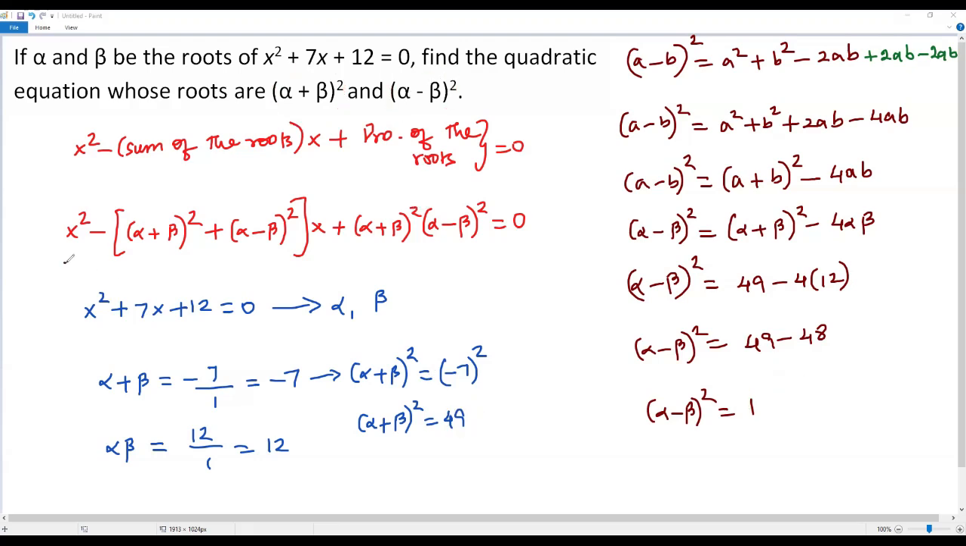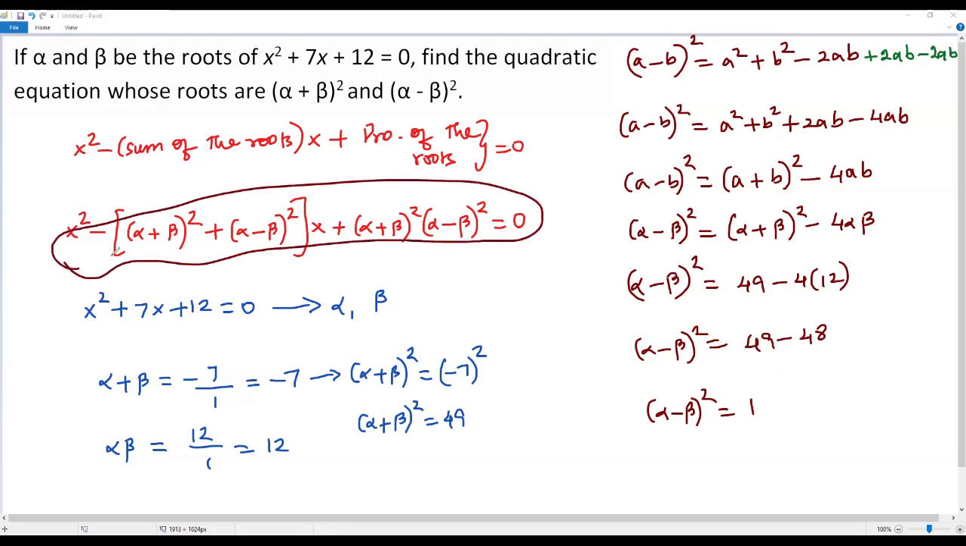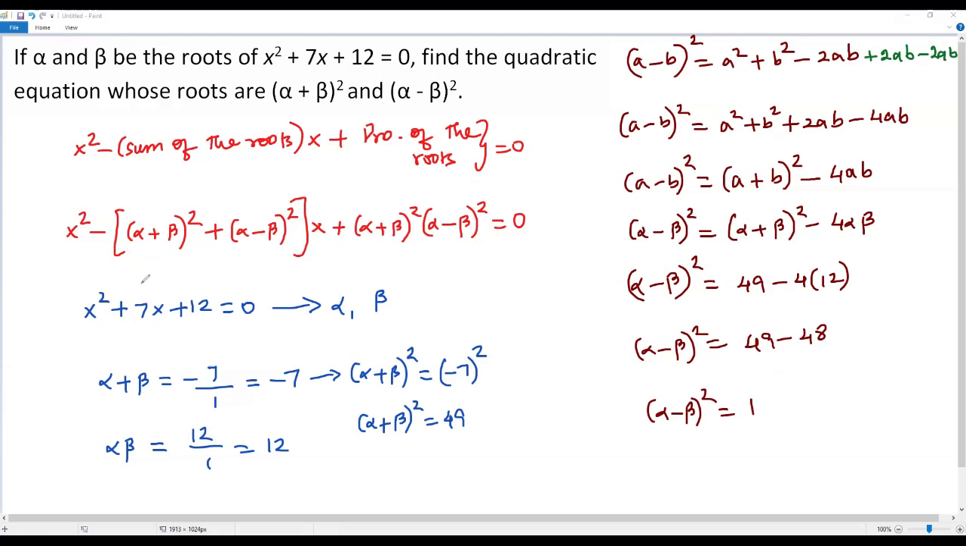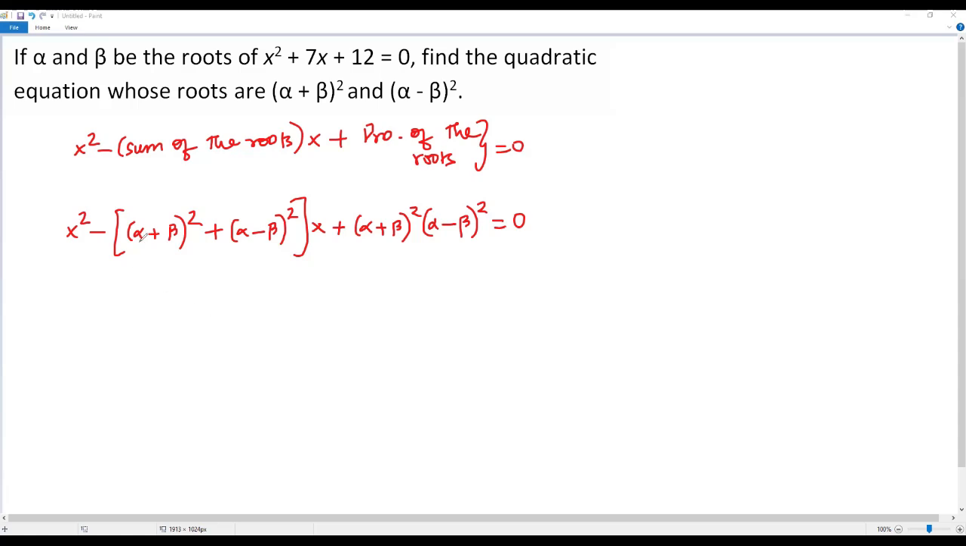Okay, now this equation is actually the required quadratic equation. In this required quadratic equation, we have to plug in the values for (alpha + beta)² and (alpha - beta)². Okay, now let me erase some stuff and continue the problem. Now let me plug in the values for (alpha + beta)² and (alpha - beta)². Okay, let me continue.